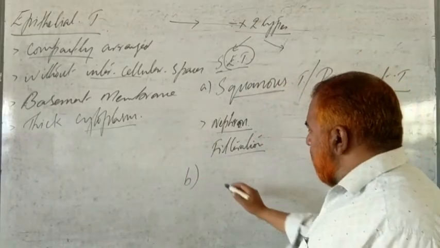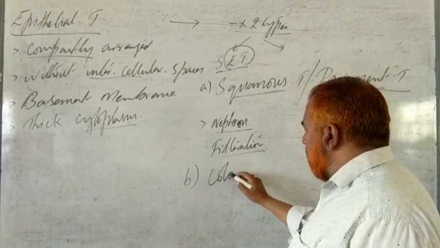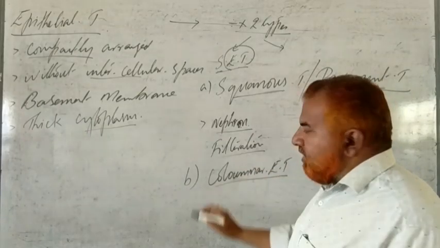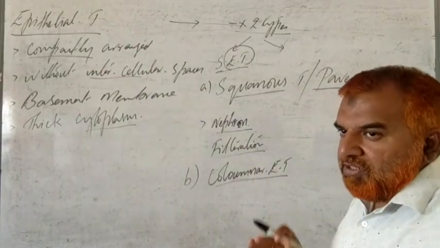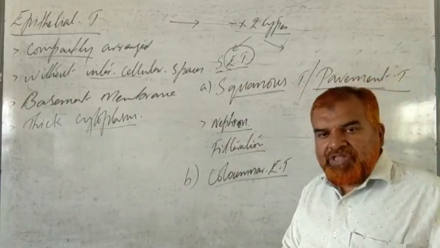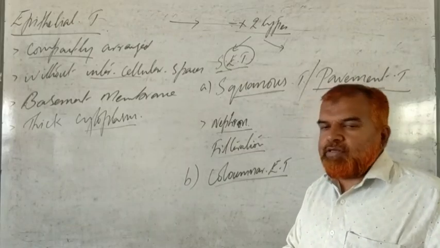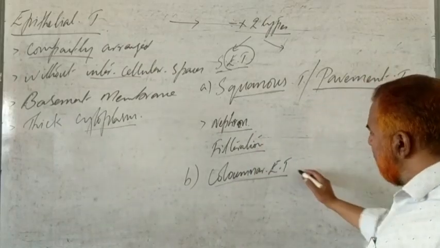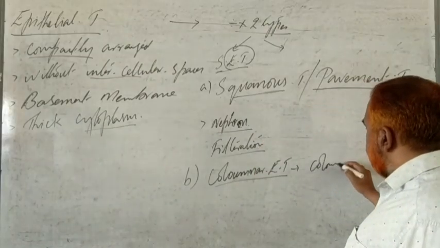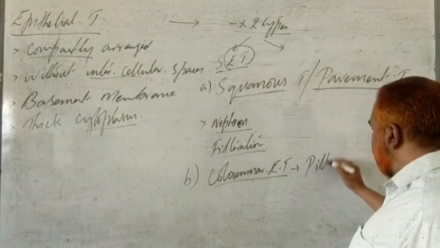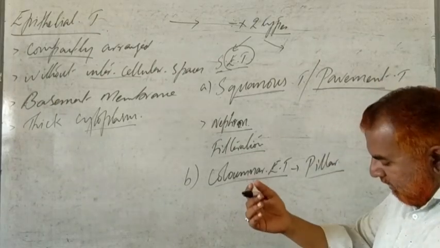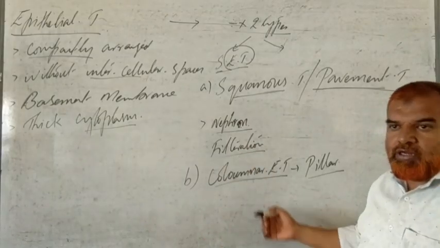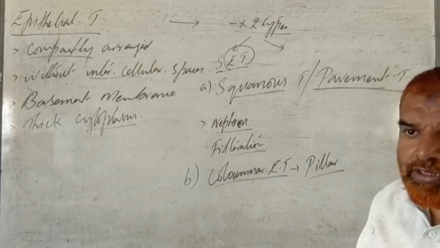The second one is columnar epithelial tissue. Here the cells are compactly arranged without intercellular spaces. They are arranged on a basement membrane. They have thick, dense cytoplasm and a prominent nucleus, but the shape of the cells is column-like, pillar-like. Hence the tissue is known as columnar epithelial tissue.